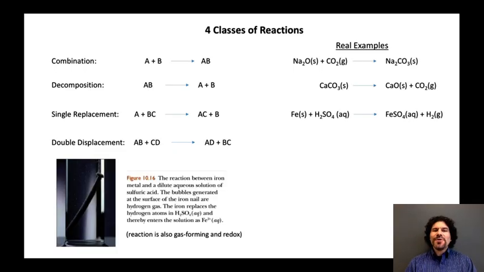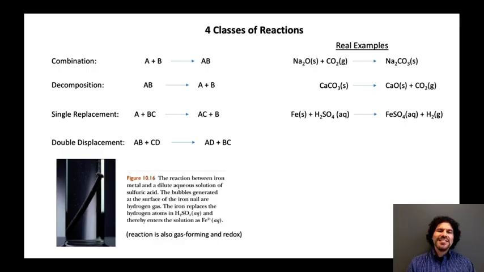Single replacement reactions frequently involve metals. In this case, if you take solid iron, and a good source of iron would be a nail, and put it into an aqueous solution of sulfuric acid, H2SO4, if you leave it in there long enough, that nail will actually disappear. All of the iron gets converted into iron sulfate dissolved in water, so it'll be an aqueous solution. The other product of this reaction is hydrogen gas, H2.